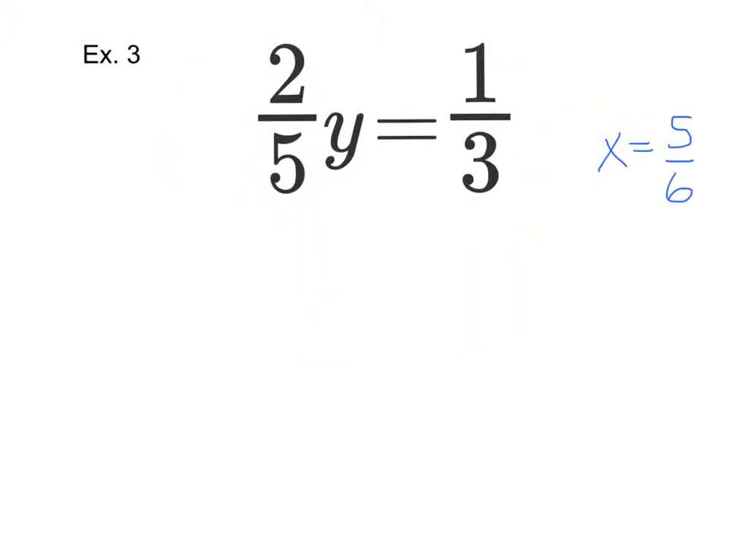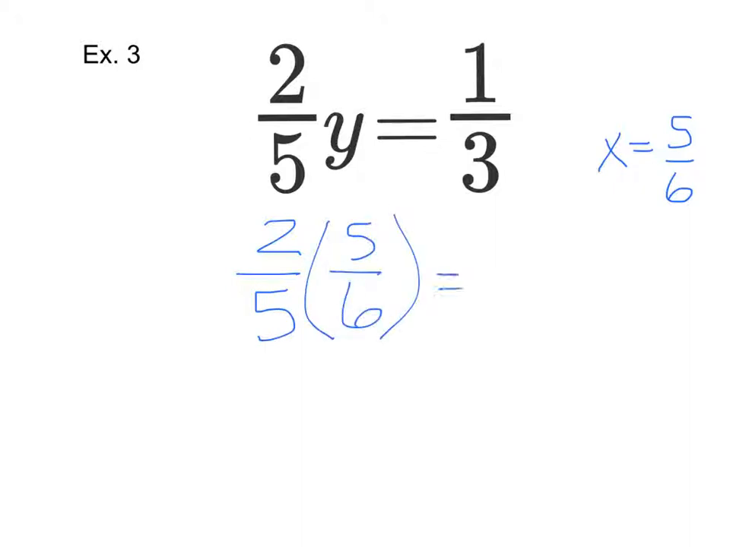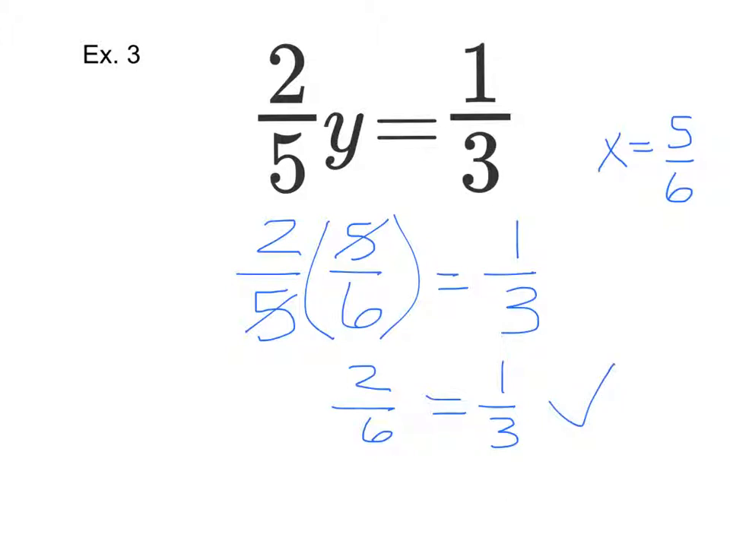Now it's time to go back and check. If we put 5/6 in for y, we have 2/5 times 5/6 equal to 1/3. The 5's cancel, and we're left with 2/6 equal to 1/3. Well, 2/6 reduces to 1/3, so it is a solution to our equation.